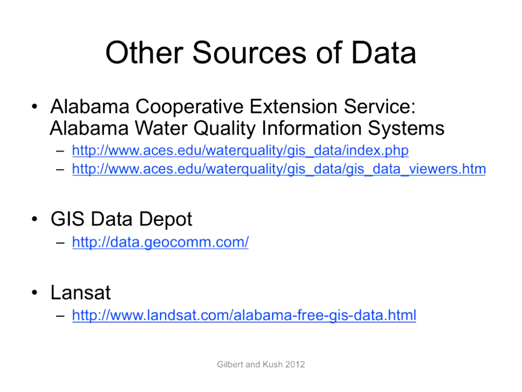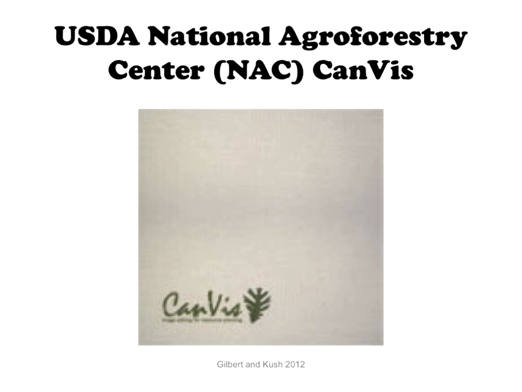This is just one source of data. There are a lot of other places out there. I suggest anytime you're ever looking for data, always start by looking online and seeing what's out there available and free before you start buying data. The Alabama Cooperative Extension Service, under the Alabama Water Quality Information Systems, they have quite a bit of information. The GIS Data Depot is another one. Landsat. These, again, are just some examples of what are out there, but to help you get started, there's a lot of online data out there that's free.